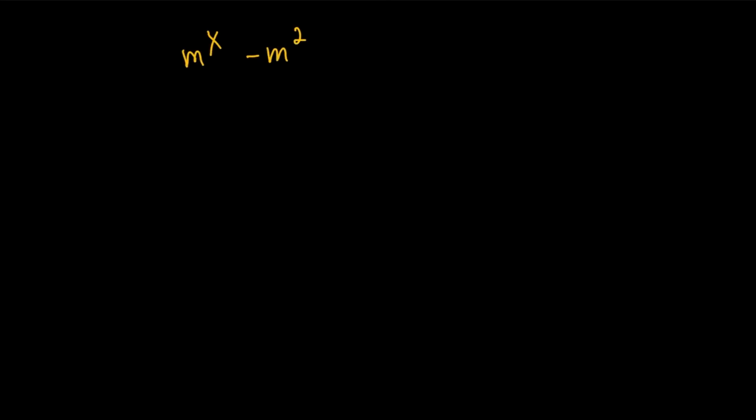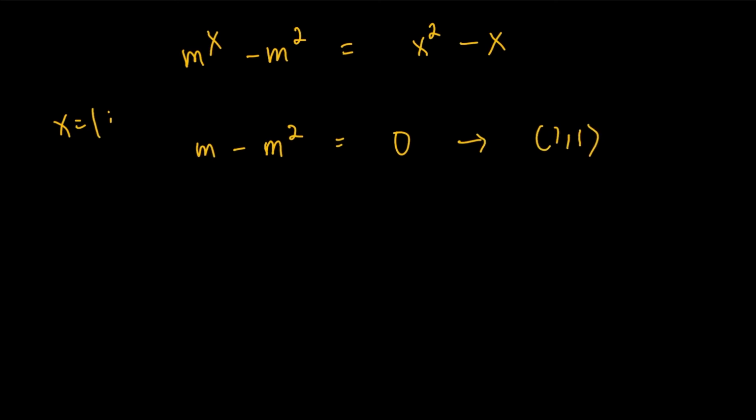So let's try to consider this one, and instead of considering m, I'm going to consider x. If x equals 1, I'm going to have m minus m squared is equal to 0, and that's pretty much how we got the (1, 1) solution, so I'm just going to leave that to you guys. If x equals 2, I'm going to get 0 is equal to 2 squared minus 2. That's a contradiction, so that's not going to work as well.